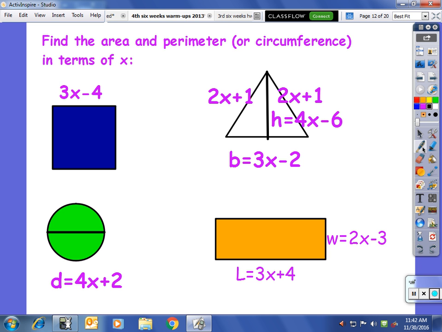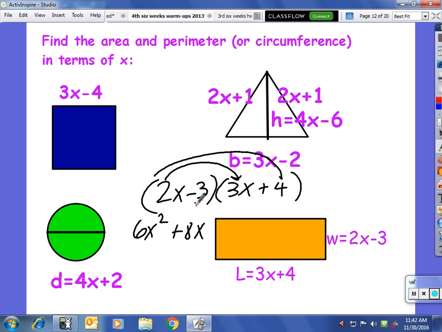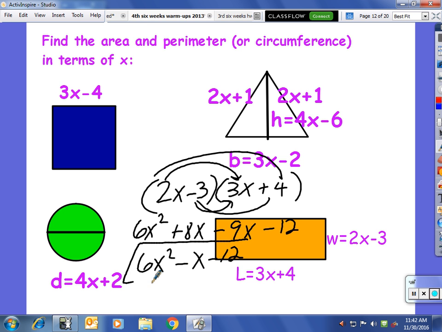Now the rectangle. Area of a rectangle is length times width. Again, area always involves multiplying. So we're going to do 3x plus 4 times 2x minus 3. That's giving me what? 6x squared plus 8x minus 9x minus 12. Final answer, 6x squared minus x minus 12. Are we good with that?